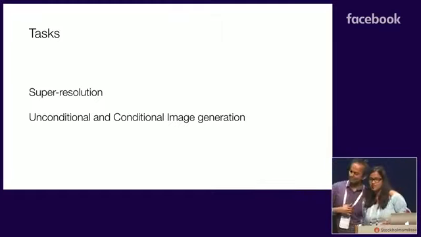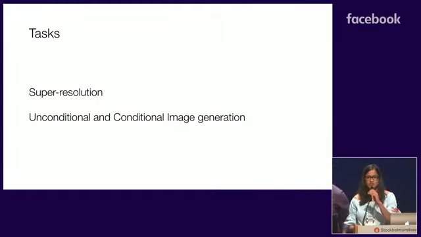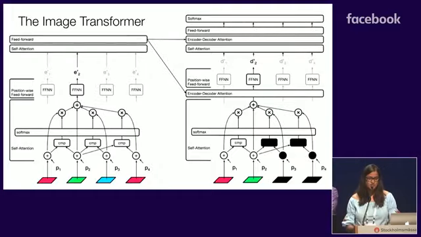So there are two tasks that we test our model on, super resolution and unconditional and conditional image generation. In the conditional image generation case, we just take the label embedding and add it to every position in the decoder input sequence. For unconditional, we just have the decoder. And for super resolution, we use an 8x8 image, pass it through the encoder, and generate a 32x32 image by passing it through the decoder.